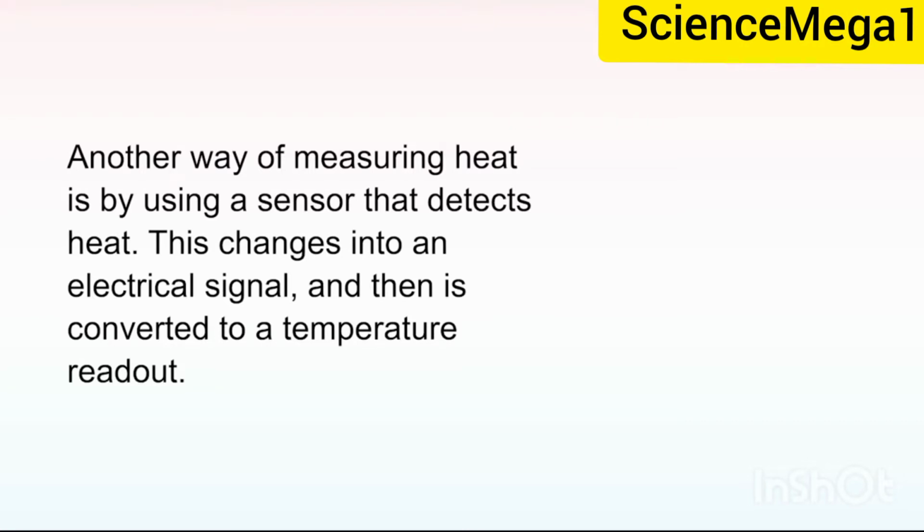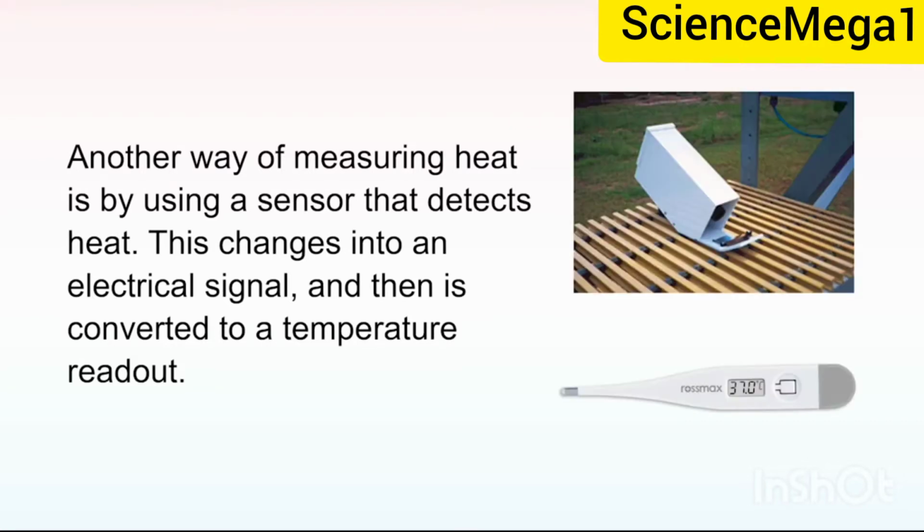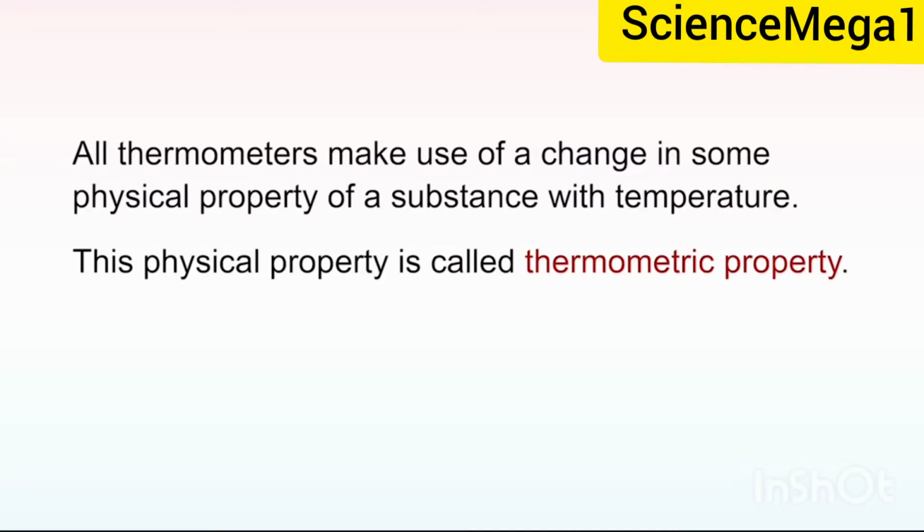Another way of measuring heat is by using a sensor that detects heat. This changes into an electric signal and then is converted to a temperature readout. All thermometers make use of a change in some physical property of a substance with temperature. This physical property is called thermometric property. It is a physical property of a substance that varies uniformly with temperature.